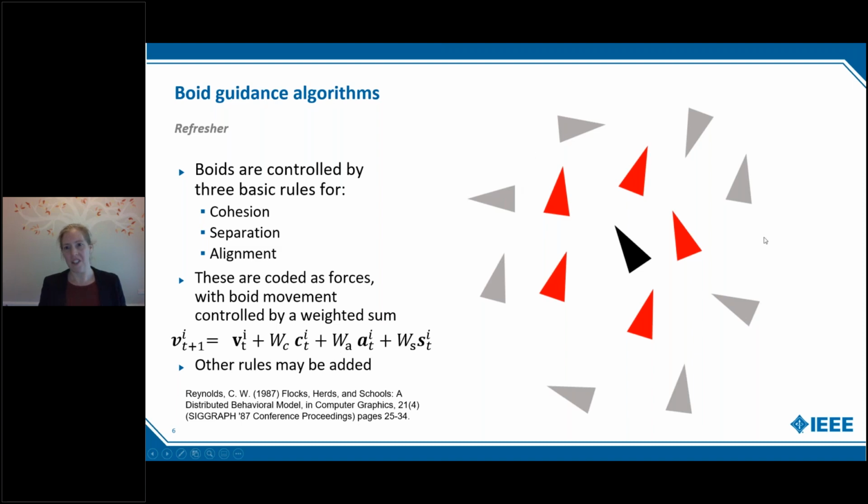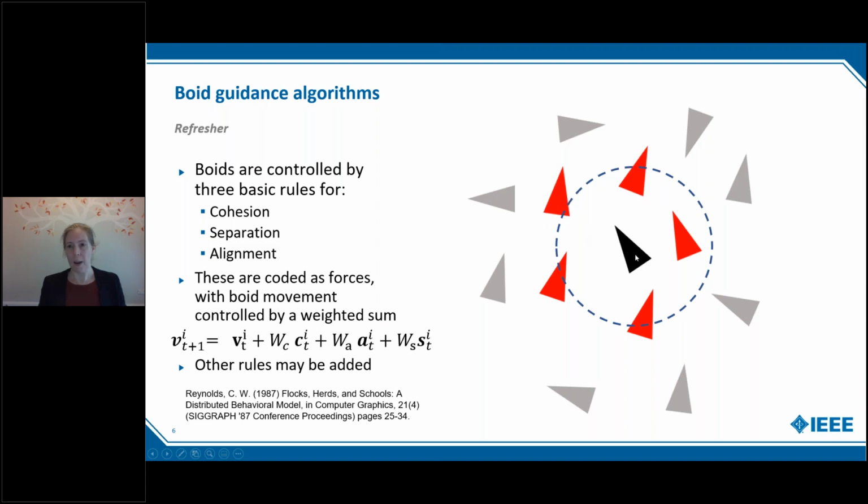If you have a look at these triangles here and imagine that these are those point mass boids that you saw in the previous simulations, I'm going to talk through what happens for this black one in the middle. Essentially all the boids are controlled by three forces. Cohesion: the group should try to stay together. Separation: the group should try not to run into each other while they're staying together. And alignment: they should all try to move in the same direction.